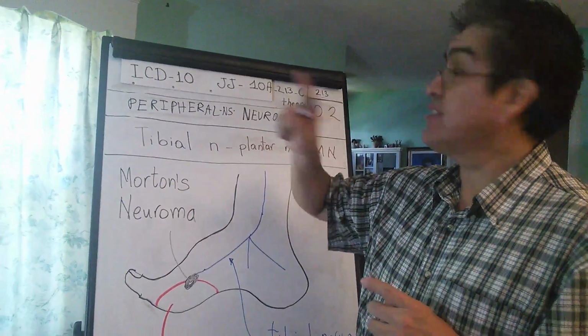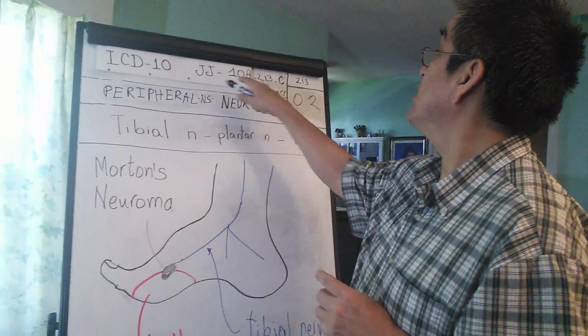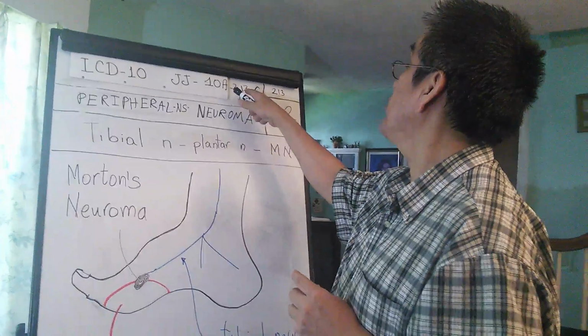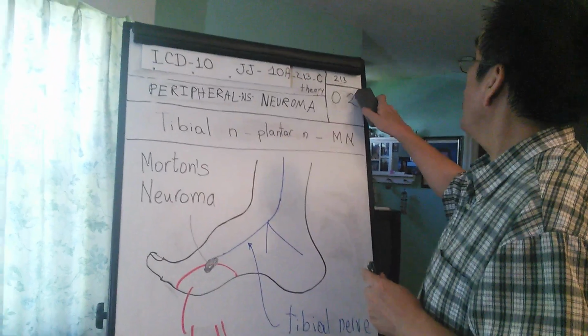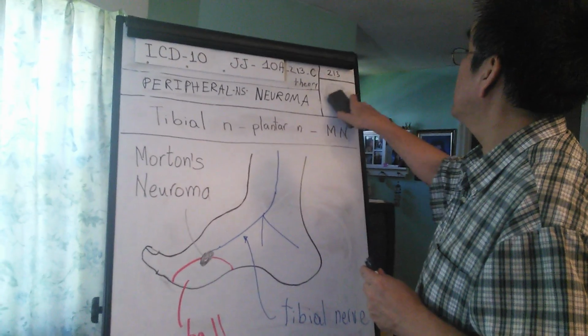And if you want to watch that video, the video is here. This is the code of the video, 10A-213C. That's where the theory is. And the problem we're doing right now is in the book. It's 213-02. I'm going to erase this because this is what we're doing.